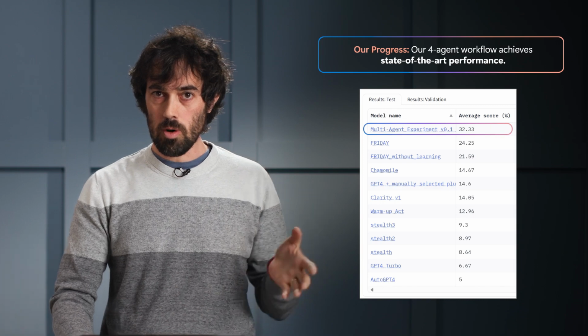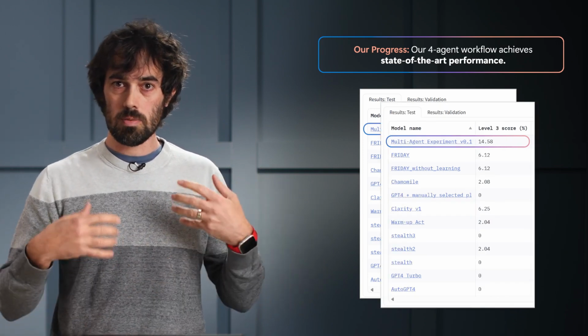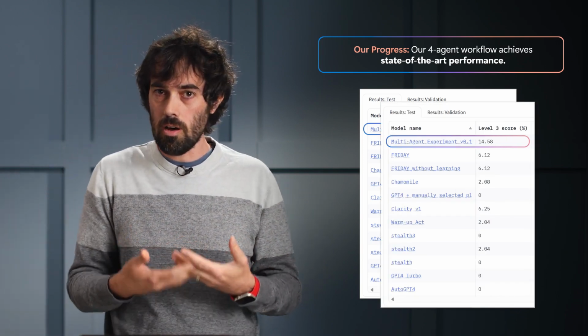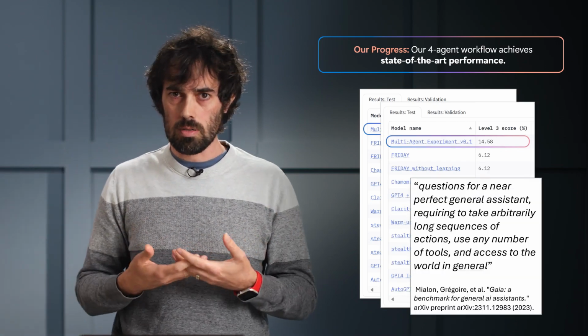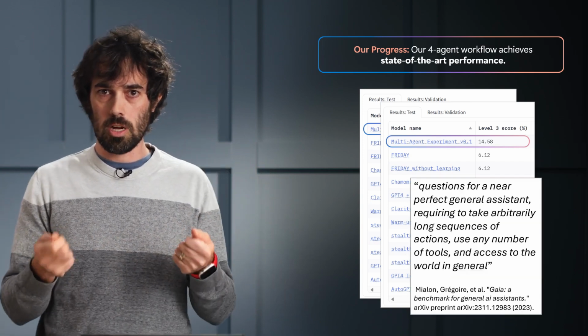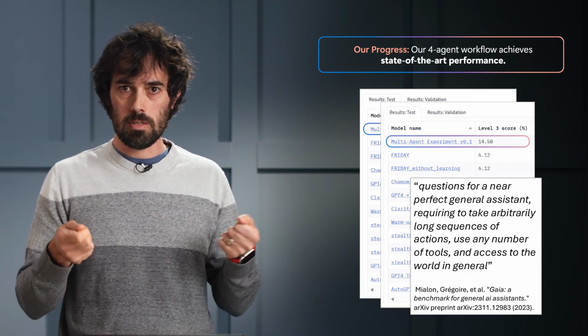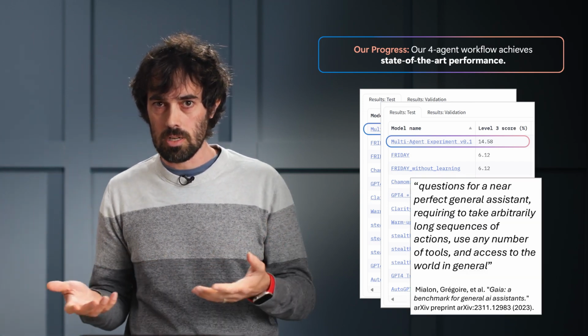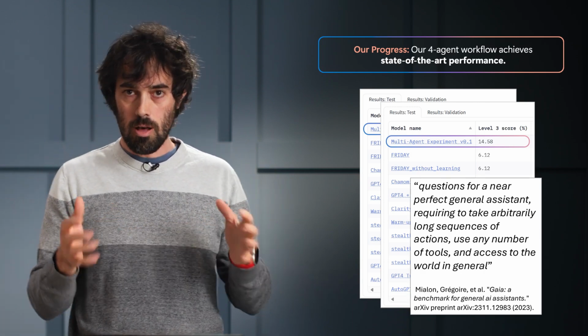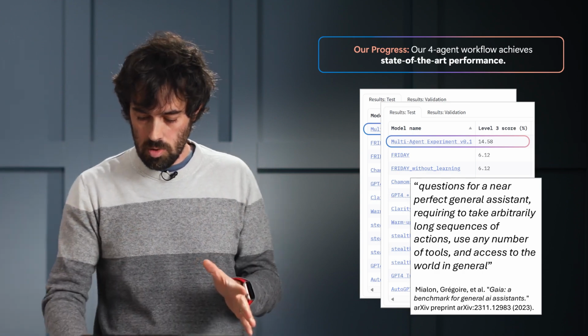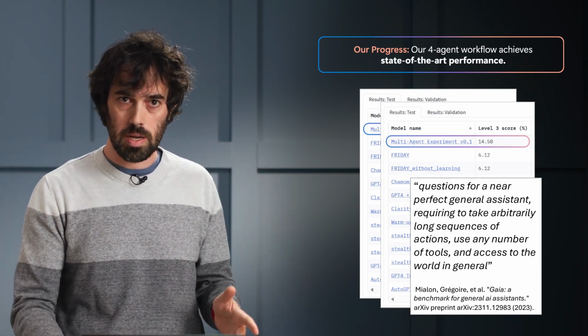But what's perhaps more exciting to us is that we are able to more than double the performance on the hardest set of questions, the level three questions, which the authors of that work describe as questions for a perfect general assistant, requiring to take arbitrarily long sequences of actions, use any number of tools, and to access the world in general. So this is all very exciting, and I want to share a little bit more about what those agents are actually doing.